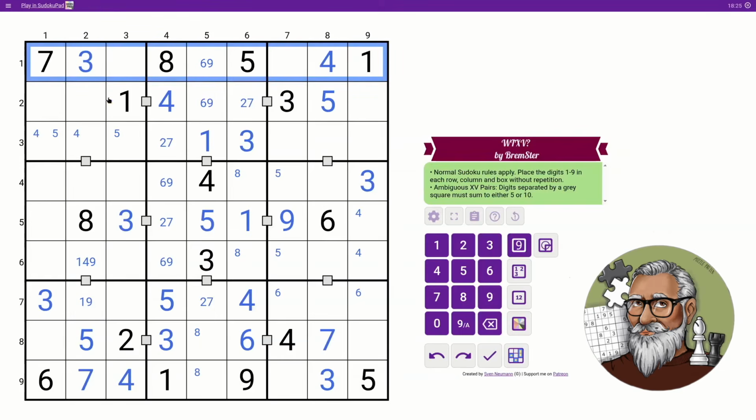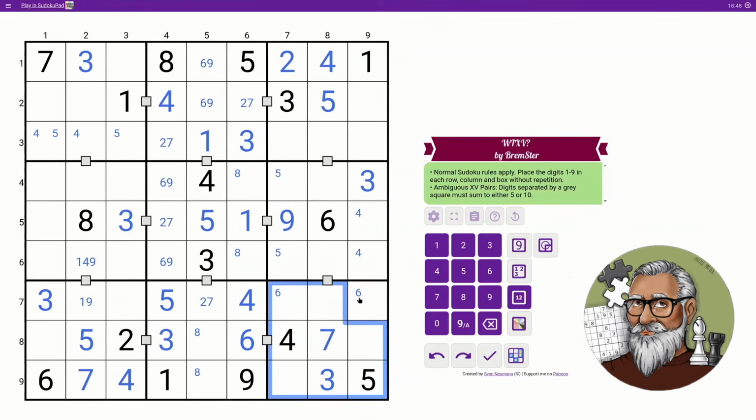Right. What am I missing in row 1? I'm missing a 2. And now I see that this isn't a 2, and this isn't a 2, so this has to be a 2. Did that help? Yeah, where's 2 now? In box 9. Well, all of these can't be 2 because of these 2s. So one of these has to be a 2. Now we know where 2 is in row 7. It's in one of these 2, and this has to be a 7.